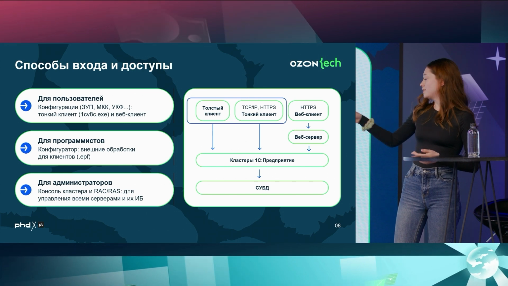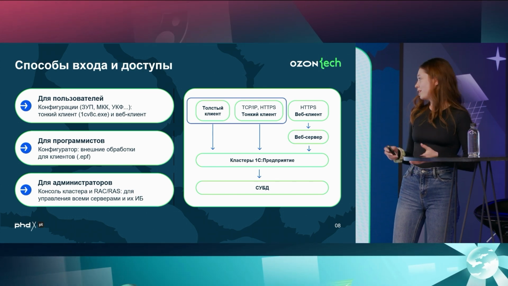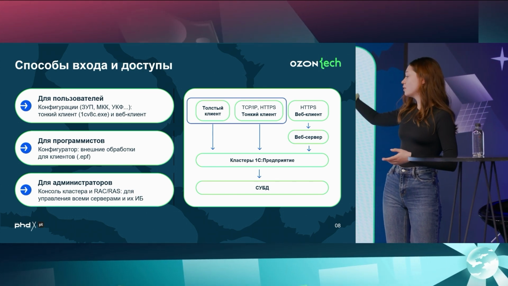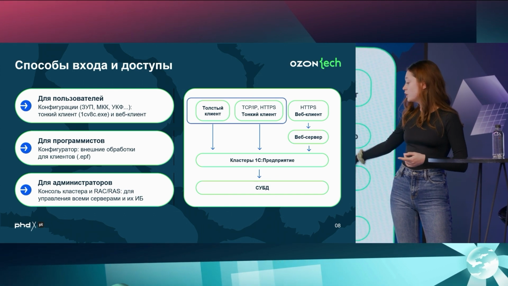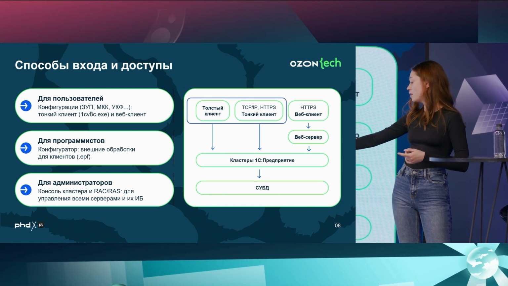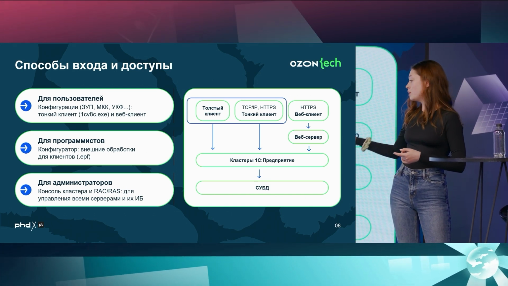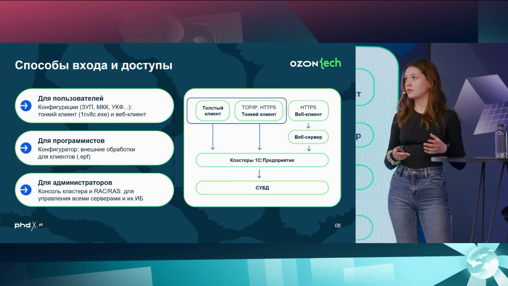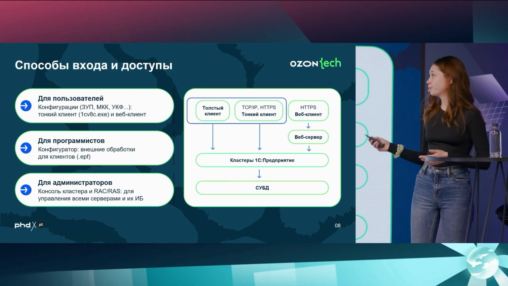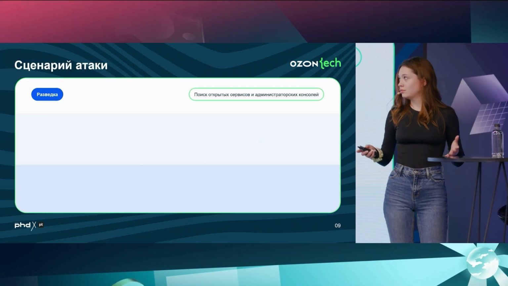One more important thing: 1C Enterprise has a cluster architecture. Through any client, we go first to the 1C cluster, and only then to the databases. That's why the 1C cluster is the key attack vector. And now, about the attack itself.